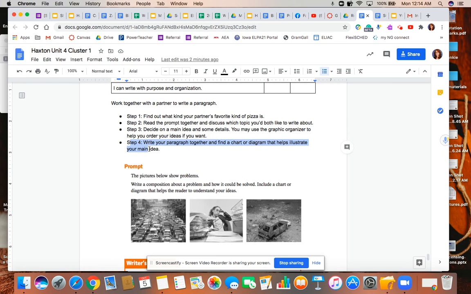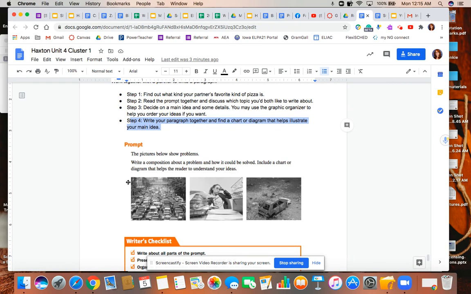Then step 4 is to write your paragraph and find a visual, a chart or a diagram on the internet that helps illustrate your main idea, helps show or put into a picture your main idea. Okay, so your final product is going to be a paragraph and a visual, a chart or diagram that you find on the internet.